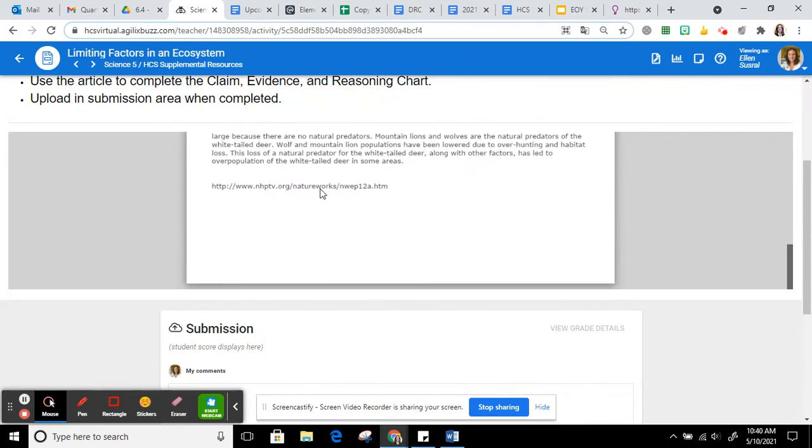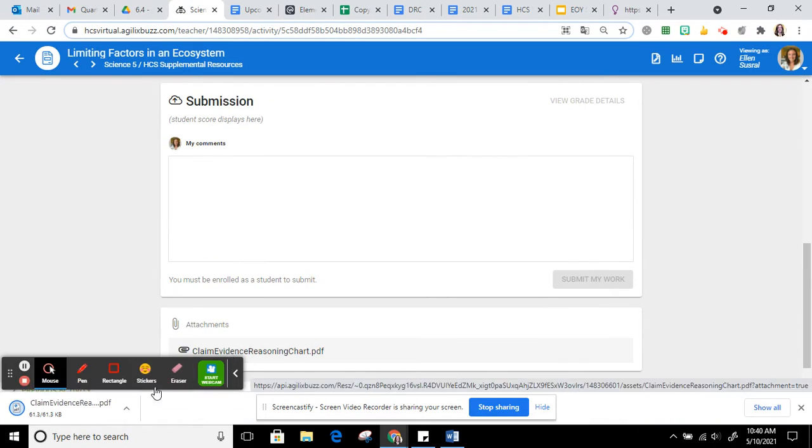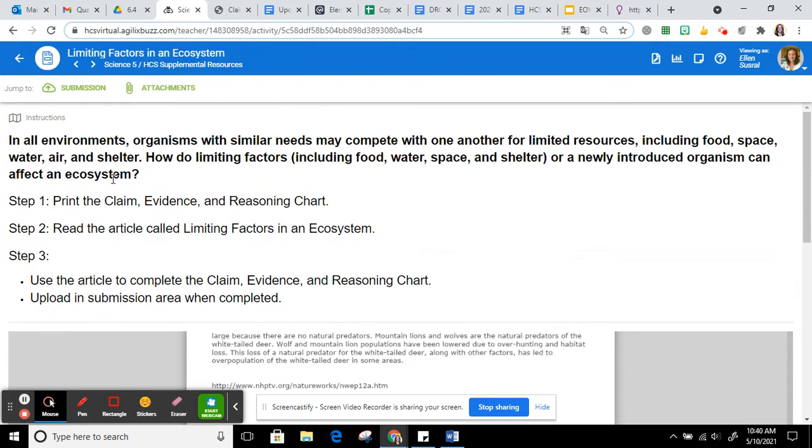The claim evidence and reasoning chart is going to be found here at the bottom. So we'll click on that and have that open, and we'll talk about that worksheet. Okay, so you're going to open that. Step 2, you're going to read the article called Limiting Factors in an Ecosystem. And step 3, you're going to use the article to complete the claim, evidence, and reasoning chart, and then you'll upload your work.